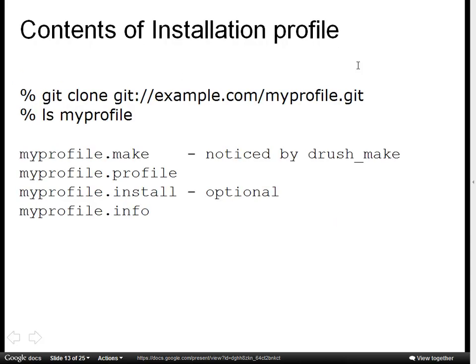So here's a copy of what my myprofile.git installation profile looks like. It's got the files in there just like a module would. It has a myprofile.profile file. In a module, it would typically be named .module. It's got an install file, which is optional, and it's got an info file. So it looks pretty similar to what you would do if you were building your own module.